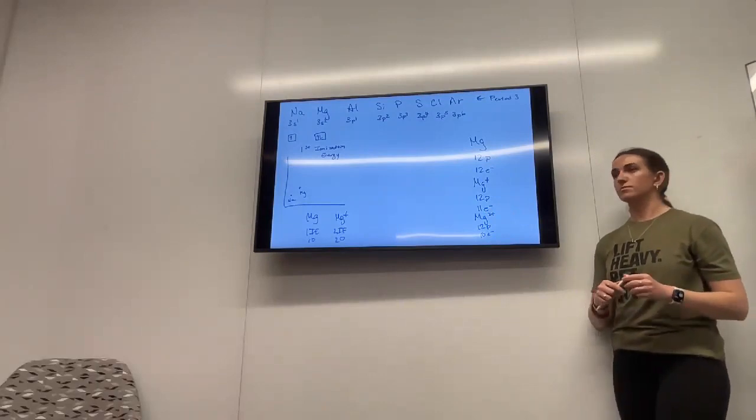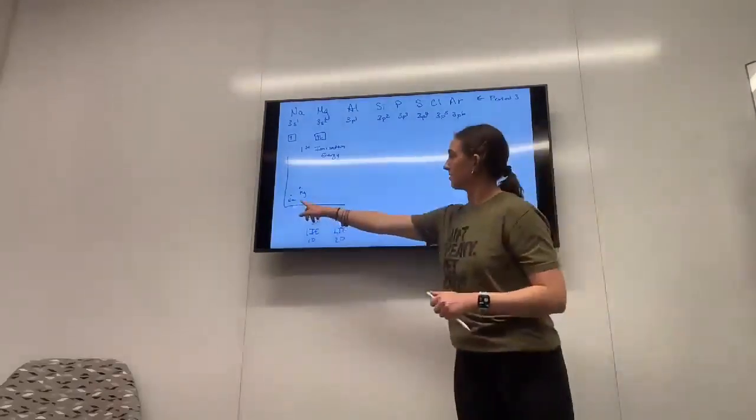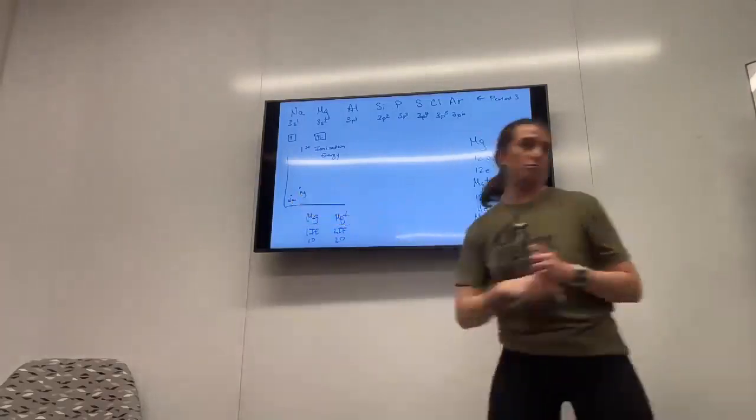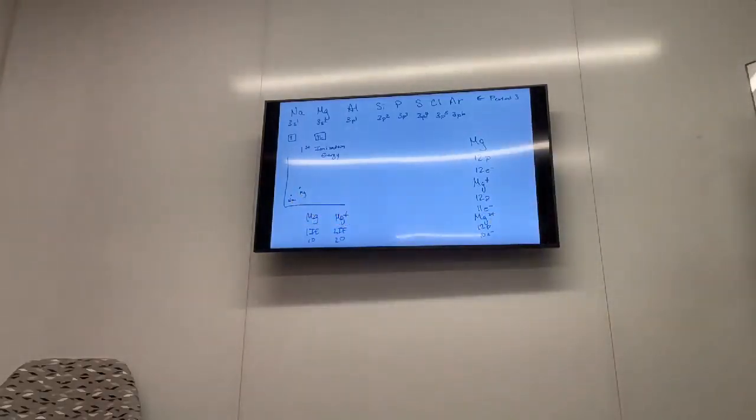So in comparison, what would sodium's energy be? So sodium would be here, magnesium would be here, magnesium plus would probably be up here. So it doesn't get easier, it gets harder, yep. So if you're looking at sodium ionization energy, this might be like 5.